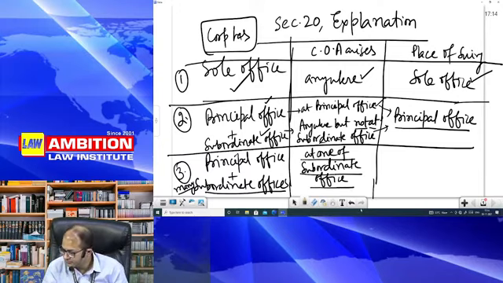Now this rule is basically based on the maxim vigilantibus non dormantibus jura subvenient, which means that law supports only those who are vigilant and not those who are dormant.